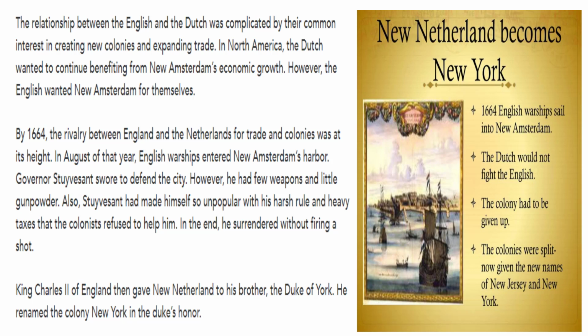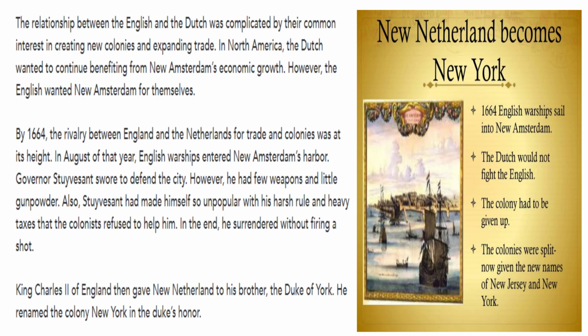All right, question number 9. Why did the English and the Dutch have a, quote, complicated relationship during that time? Well, they both were looking for the same thing. They both were interested in creating new colonies, and they were both interested in expanding trade. And they both saw that opportunity in North America. So many times they were competing over the same turf. And that's what led to the skirmish.